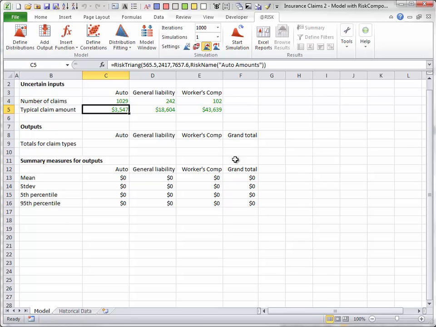On each iteration of the simulation, @RISK uses this function to generate the number of claims in row 4, and then it generates this number of claim amounts, each a random draw from the distribution in row 5, and it sums them. Actually, this same function would work even if the values in row 4 were fixed numbers, but RiskCompound is usually used when both arguments are random.